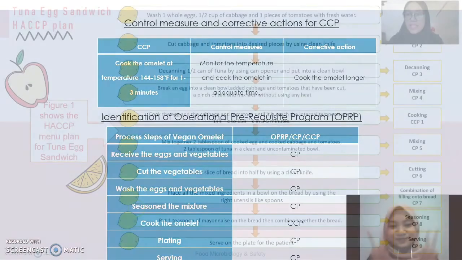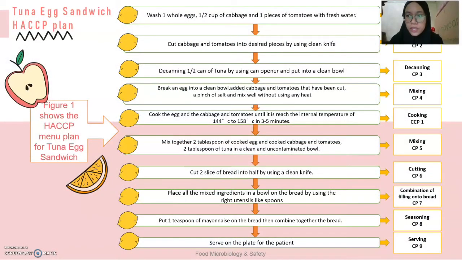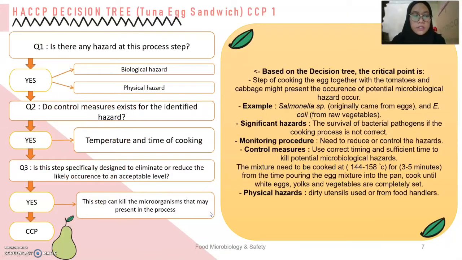Thank you. Assalamualaikum, my name is Nur Farisha Eriena. This is the flow for the tuna egg sandwich preparation. The critical control point happens during the cooking of the egg, the cabbage and also the tomatoes until they reach the internal temperature. This is the HACCP decision tree.